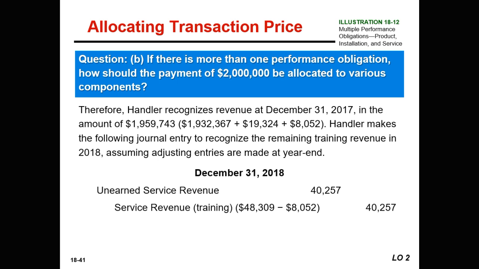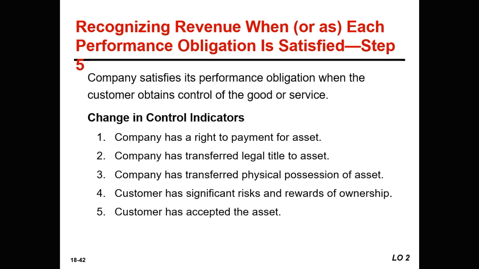Now, last but not least is recognizing revenue when or as each performance obligation is satisfied. As you see here, there was definitely a clear delineation of when we satisfied some of our performance obligations. Revenue is recognized when the obligation is satisfied. A company satisfies its performance obligation when the customer obtains control of the good or service. The performance obligations can be satisfied at a very specific point in time or over a period of time.